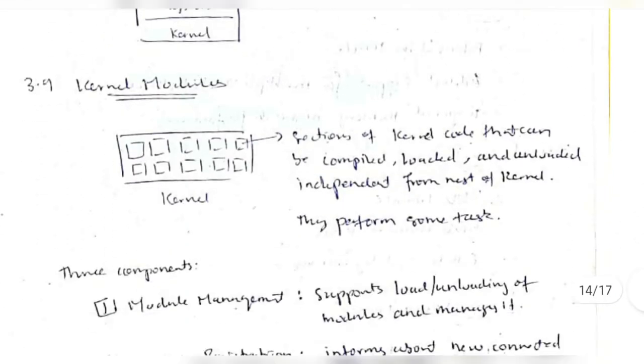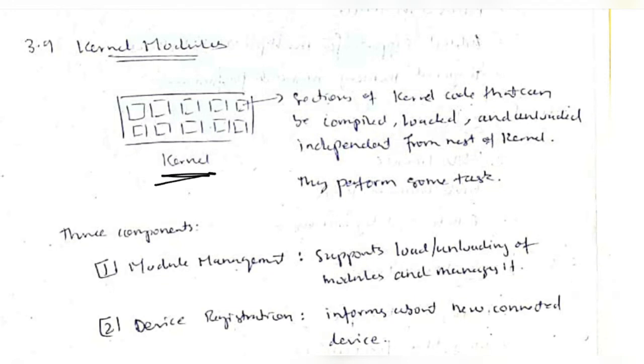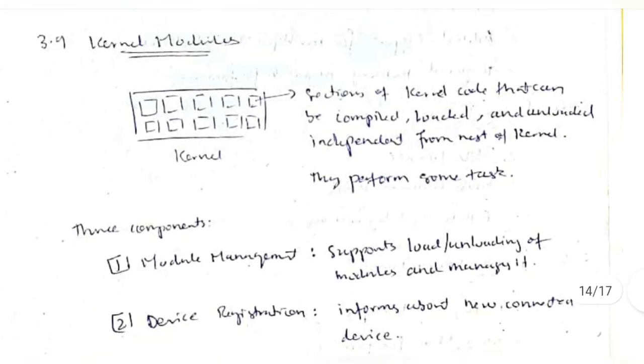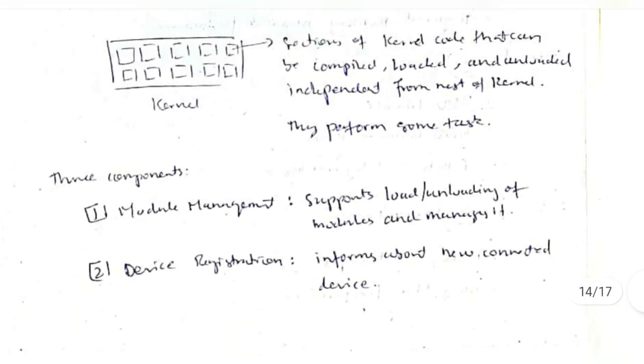The next one is kernel modules. See, this is the kernel. It's divided into many modules here, which perform independent tasks. These are sections of the kernel code that can be compiled, loaded, and unloaded independently of the rest of the kernel. There are three components under the kernel modules. The first one is module management. Since there are many modules, module management is needed. It supports the loading and unloading of the modules and manages them.